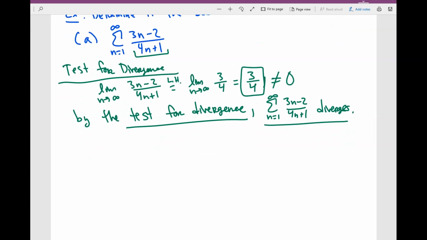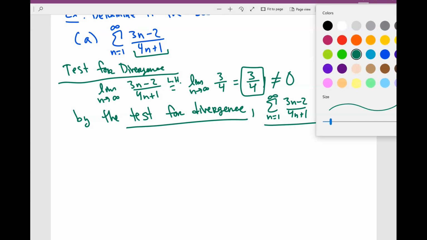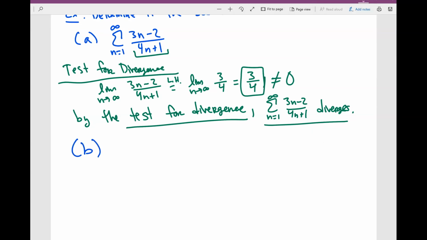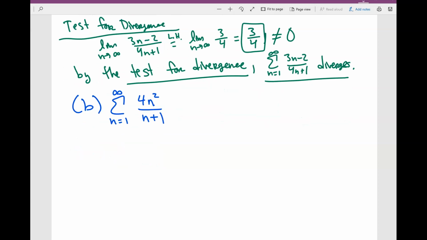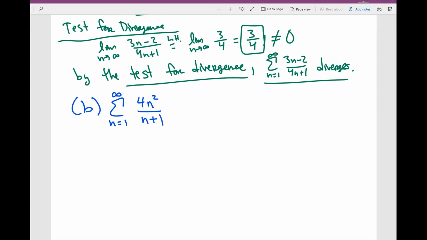Okay, so let's try one more problem. The sum from n goes from 1 to infinity of 4n squared divided by n plus 1. So what do you think this should be? Let's go ahead and use the test for divergence. We're going to take the limit as n goes to infinity of this a sub n, 4n squared over n plus 1. We're going to use L'Hopital's rule again.